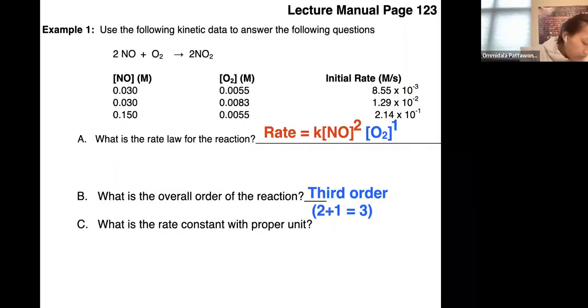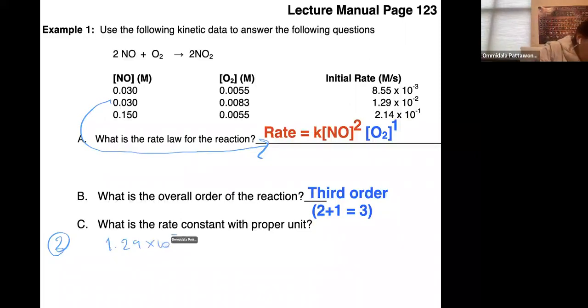Now, what is the rate constant with the proper unit? Because K is a constant, you can choose any trial and it's going to give you the same value. In this case, I'm going to choose trial 2, and plug trial 2 into the rate expression. So it's going to be 1.29 times 10 to negative 2 molar per second equal to K, multiplied by the concentration of nitrogen monoxide, 0.030 molar squared, multiplied by the concentration of oxygen, 0.0038 molar.